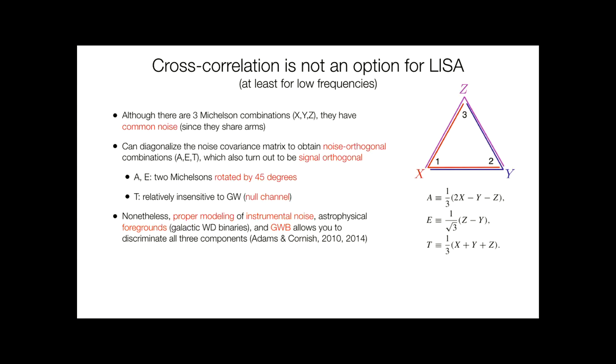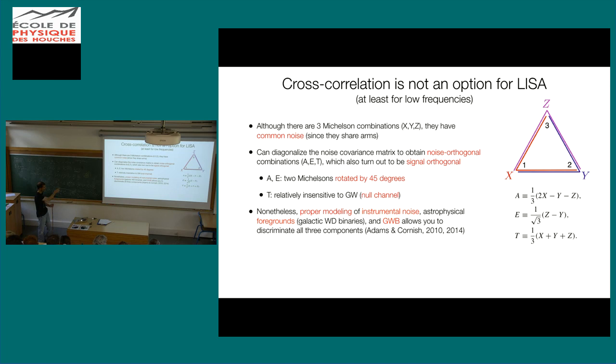Now, even though you can't do cross-correlating A and E or A and T or E and T, it turns out, and this is something that Neil and his student Adams did back in 2010 and 2014, that if you have a proper model of your instrumental noise, which, you know, one might question, and you have a proper model of the astrophysical foreground and gravitational wave background that you're looking for, then you can discriminate, you can separate the components and come up with an estimate of the strength of the cosmological gravitational wave background, okay?